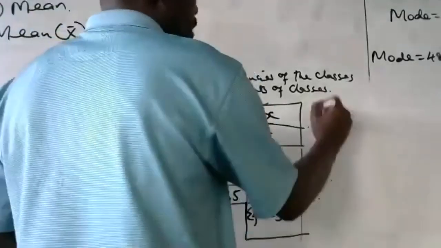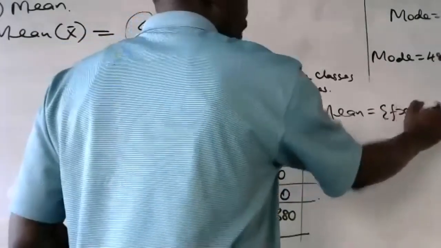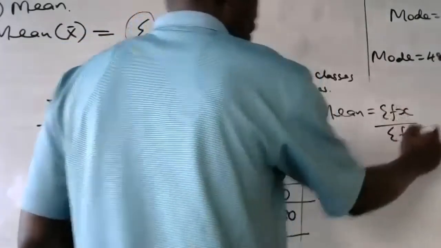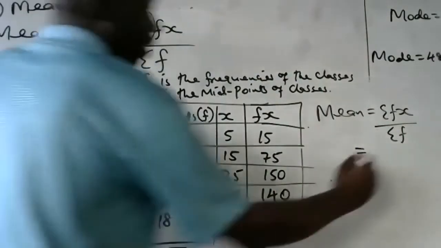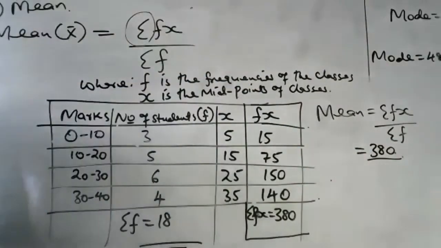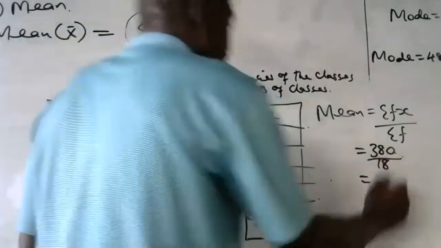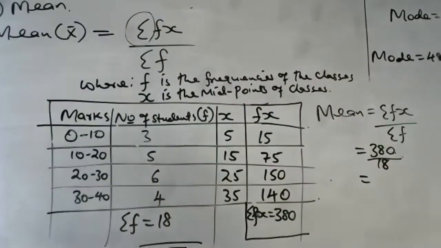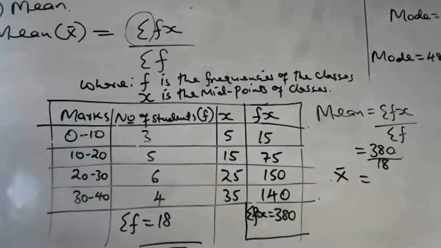You can come here and say, I know the mean is given by the summation of fx over the summation of f. In this case, the sum of all the fx's is 380, whereas the sum of all the frequencies is 18. You do that division and you get your mean, and remember the mean is represented as x bar. So it is as simple as this.